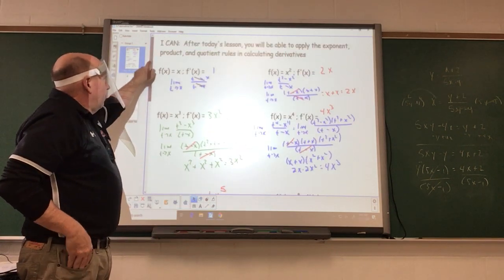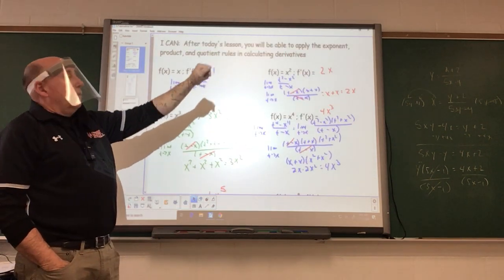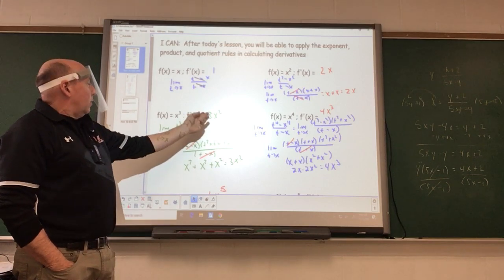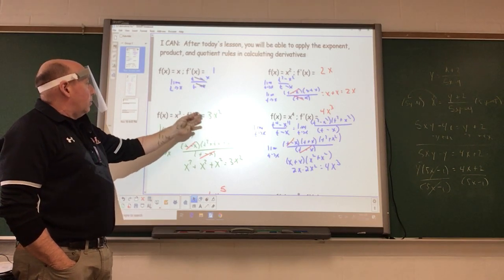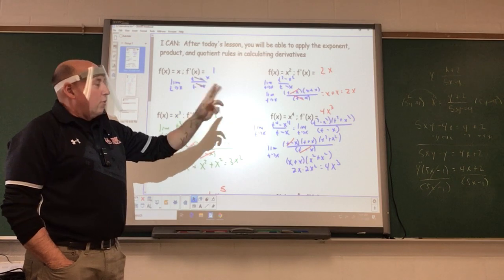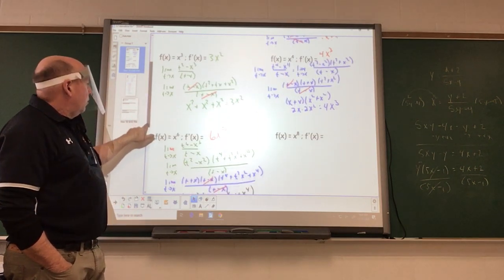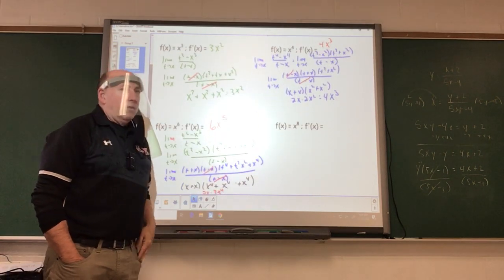When I had the derivative of x, I got 1. When I get the derivative of x squared, I got 2x. When I get the derivative of x cubed, I get 3x squared. The derivative of x to the fourth, 4x cubed. Derivative of x to the sixth, 6x to the 5th.